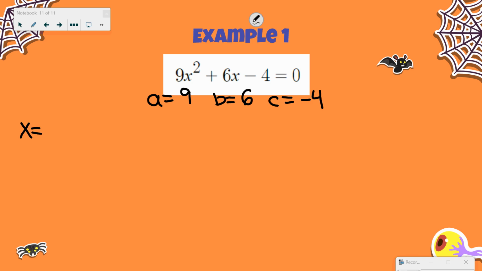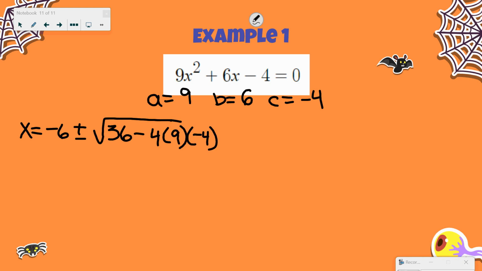So let's plug everything into our formula. I'm going to have negative b, which is negative 6, plus or minus the square root. And inside I'm going to have b squared. What do I know b squared will end up becoming? Minus 4 times a, which is 9, times c, which is negative 4. And I'm going to divide that all by 2a, which is 18.